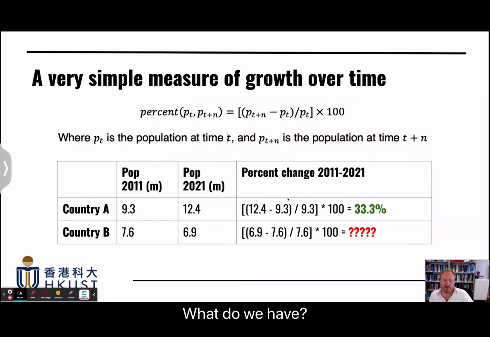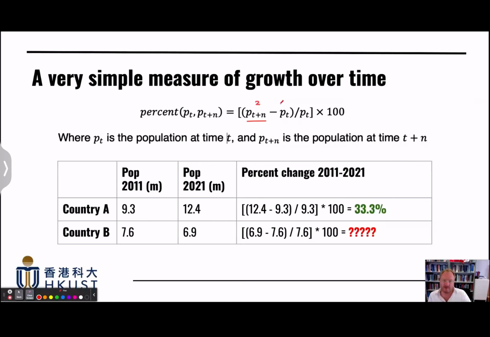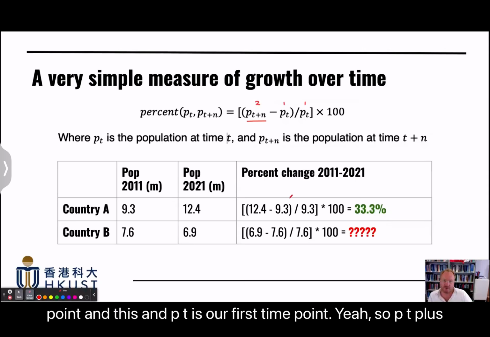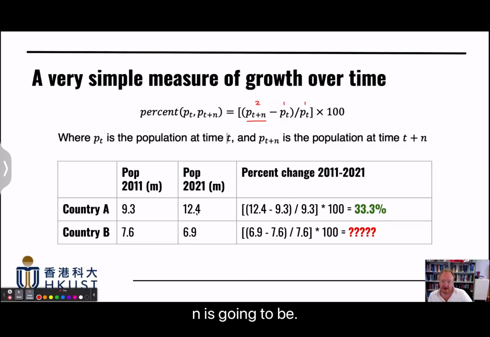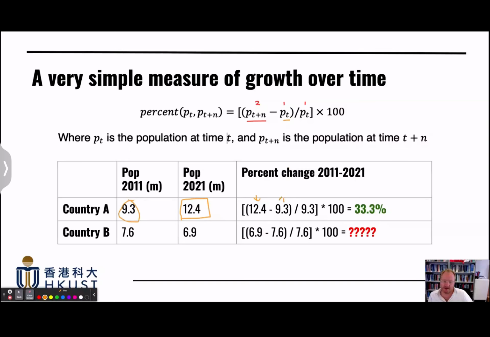So what do we have? We can then say, okay, PT plus N. This is our second time point, and PT is our first time point. So PT plus N is going to be 12.4. So we're going to put 12.4 there. PT is our first time point. This is going to be 9.3. We put that there. Okay.